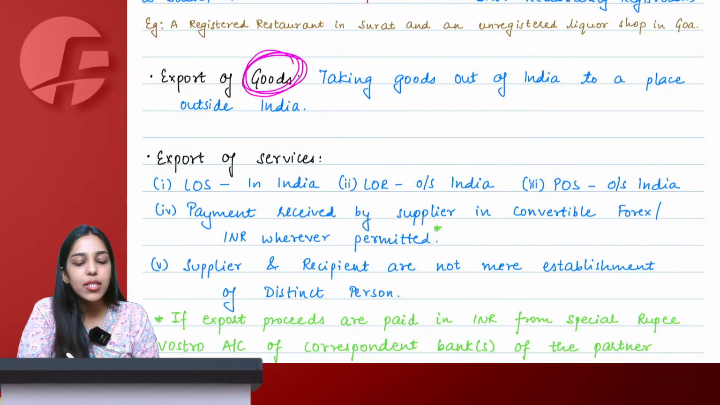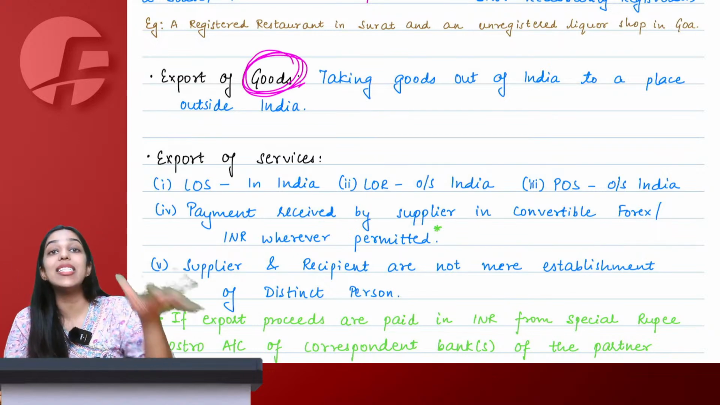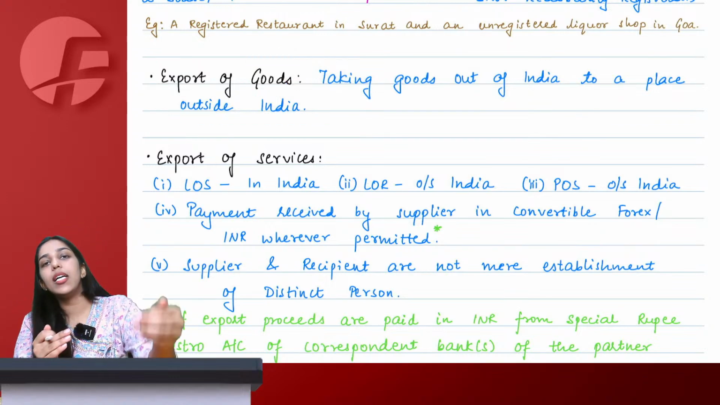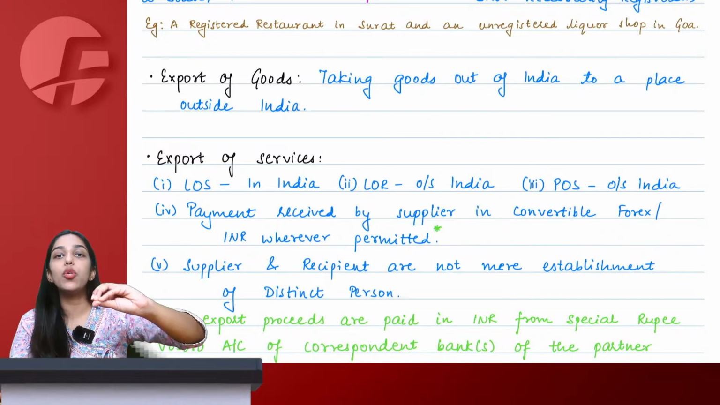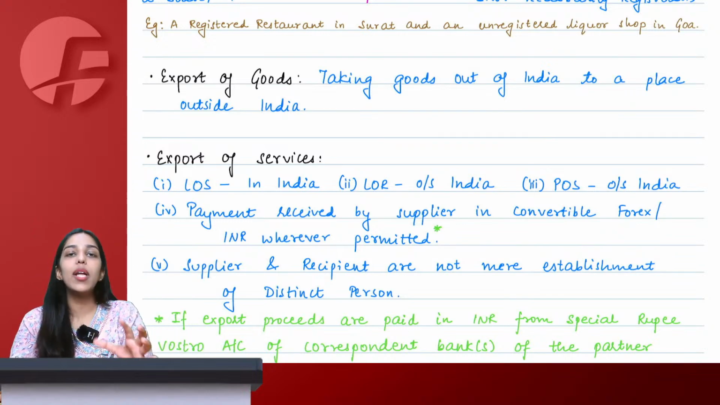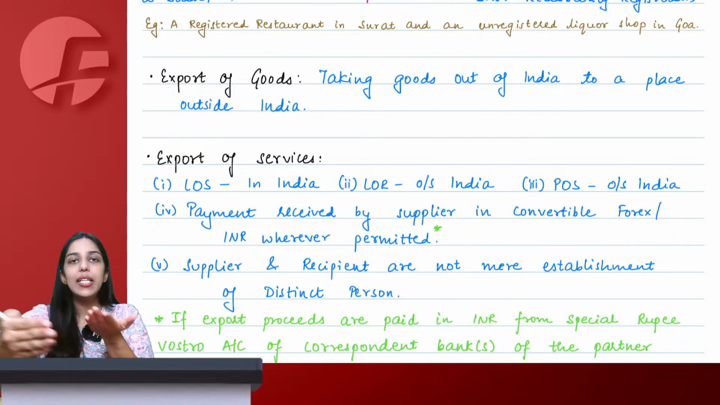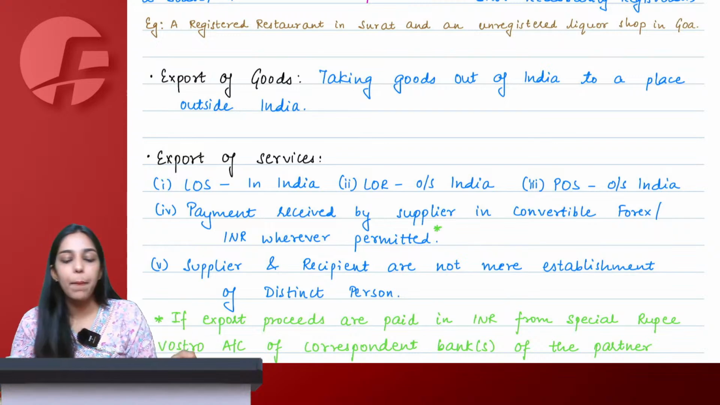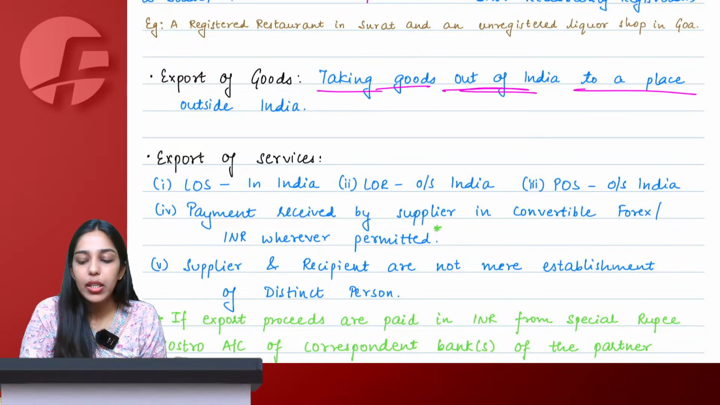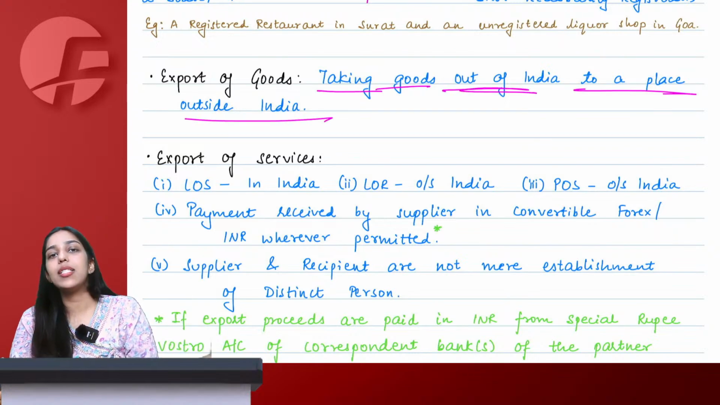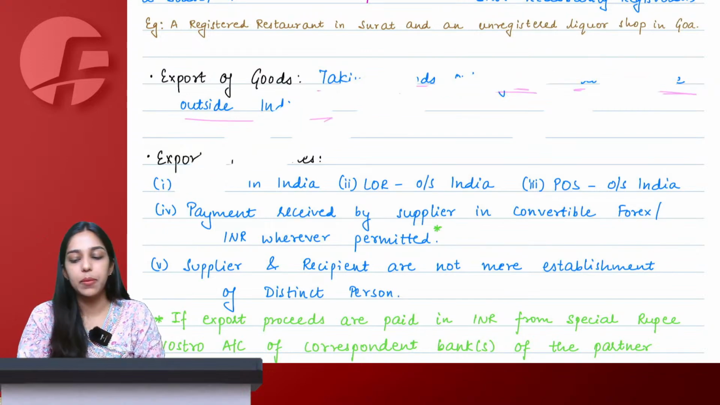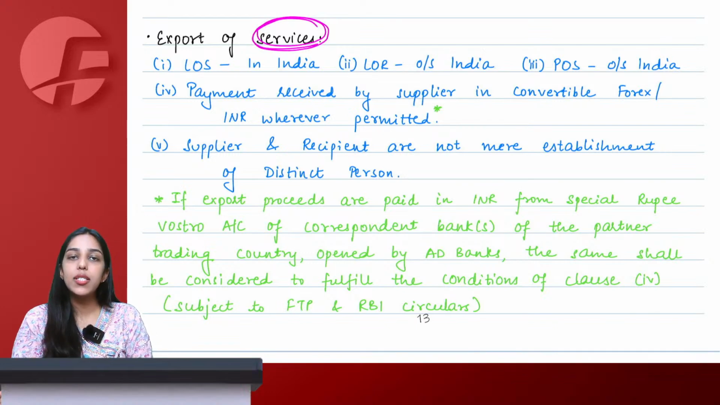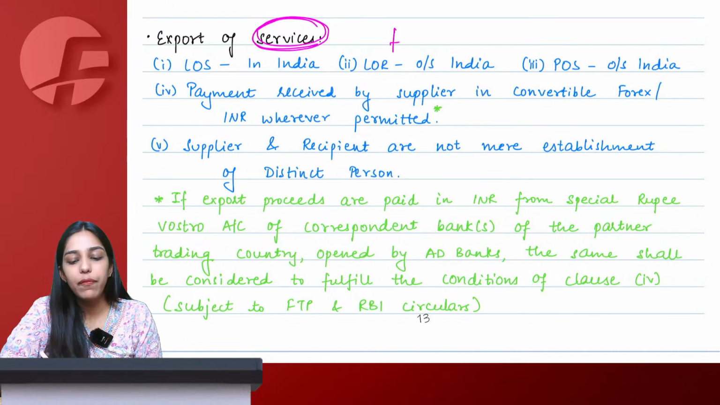So simply, goods are something that is tangible, movable. You can see goods. I can see goods. So I can see the goods going out of India to a place outside India. As soon as the goods cross the Indian territory, I would say export of goods has happened, goods have gone outside India. So taking goods out of India to a place outside India is simply considered as export of goods. But talking about export of services, services are something that you cannot see, you can only feel.